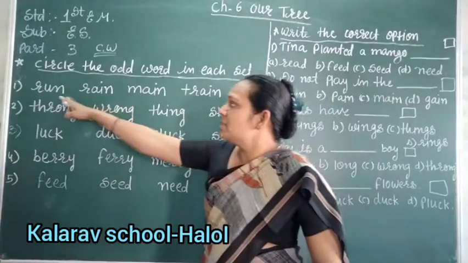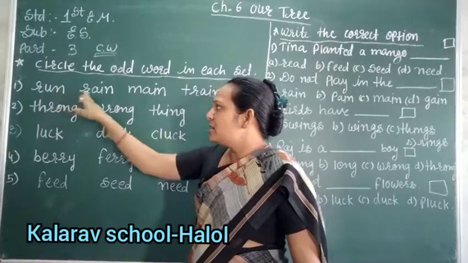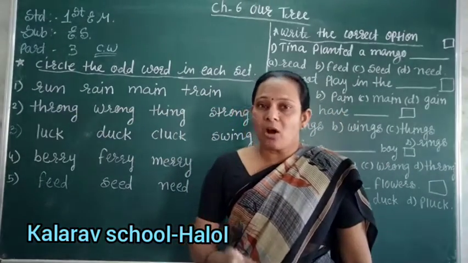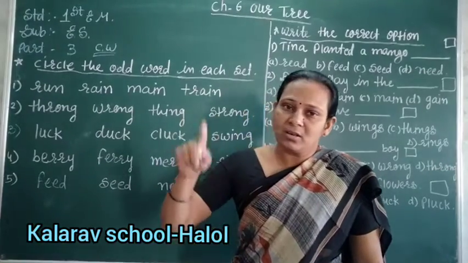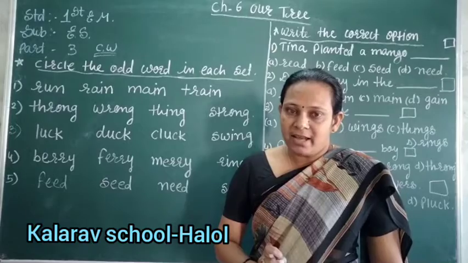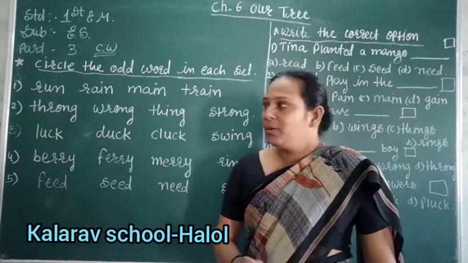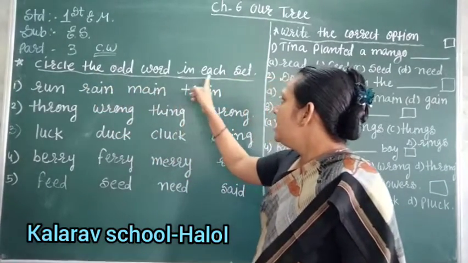That means this is the set. This is called the set. Four words are given and you have to find out the odd one. And you find the odd one and you have to circle the odd one. Right? Okay. Shall we start now? Are you ready? Okay. Now, circle the odd word in each set.